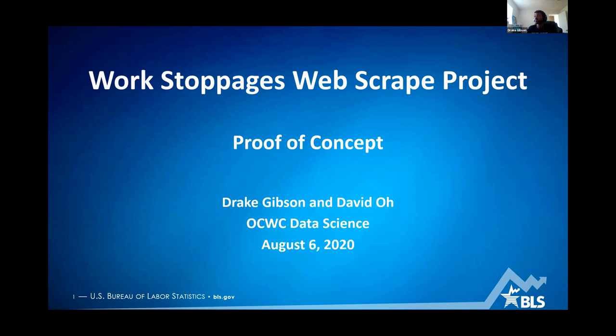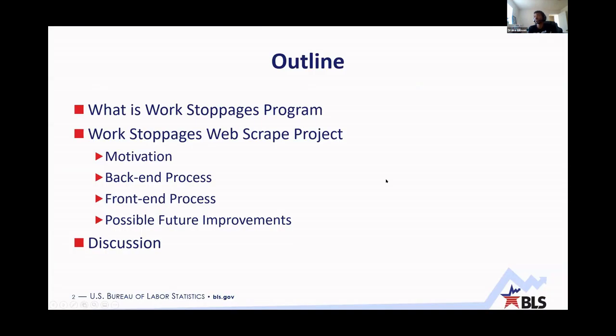So as you can see, this was a proof of concept by me and David O, who's also in attendance. We were trying to automate the web scraping, the product line for work stoppages by scraping the information. So what we're going to talk about today is the work stoppage program, the actual web scraping project itself, the motivation, back-end process, front-end, and future improvements. Next slide.